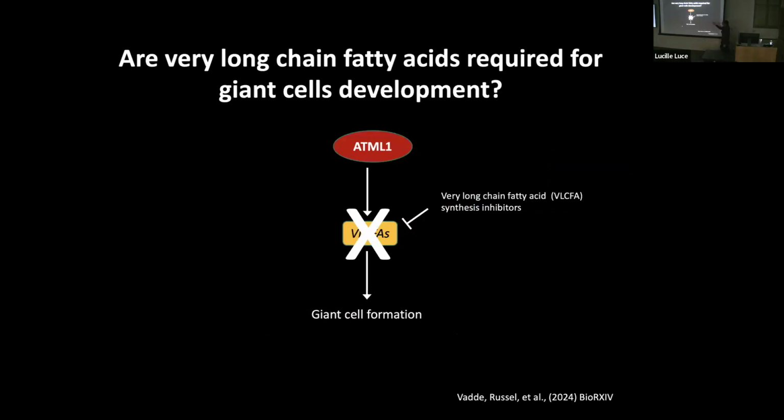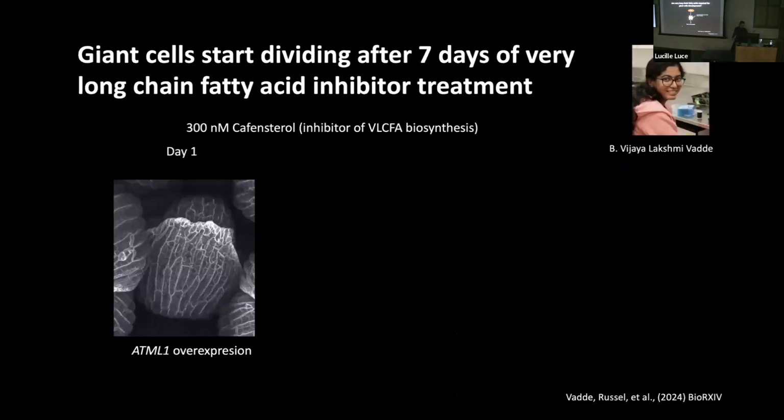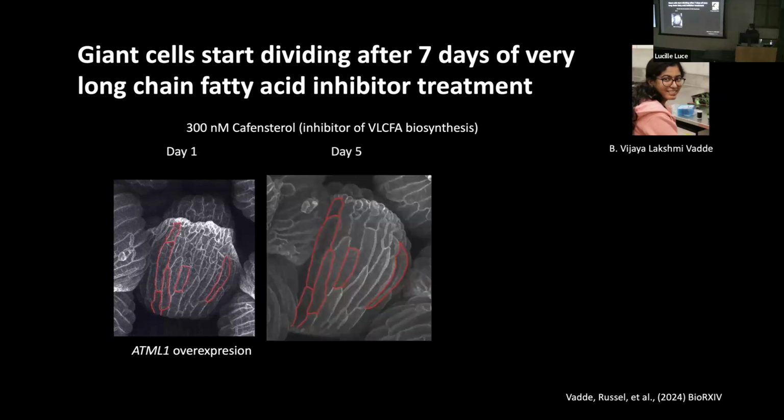Okay, so we know if we're knocking it out, we're affecting giant cells. So then she did a very interesting experiment where she looked at inhibitors. There are chemical inhibitors of very long-chain fatty acid biosynthesis, and she applied these to ATML1 overexpression. So she's got her ATML1 overexpression sepals, and you can see it's got tons of giant cells in here. And she applied the very long-chain fatty acid biosynthesis inhibitor, cafenstrol. And so here's some of the key giant cells.